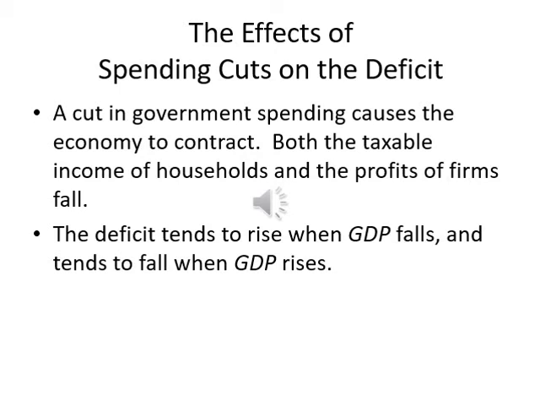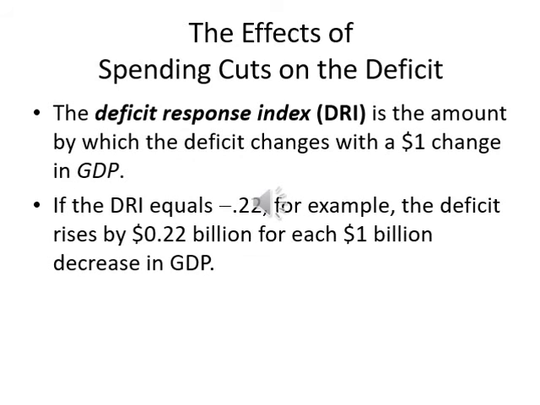The Deficit Response Index, DRI, is the amount by which the deficit changes with a $1 change in GDP. If the DRI equals -0.22, for example, the deficit rises by $0.22 billion for each $1 billion decrease in GDP. Spending cuts must be larger than the deficit reduction we wish to achieve.